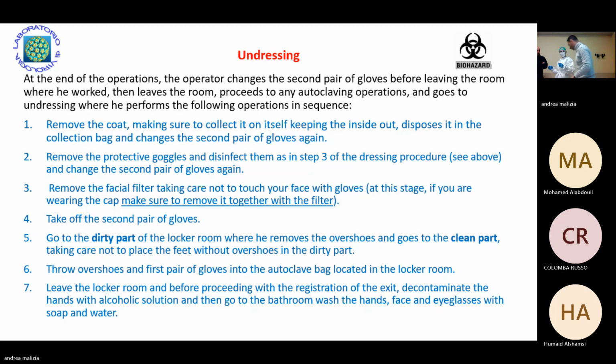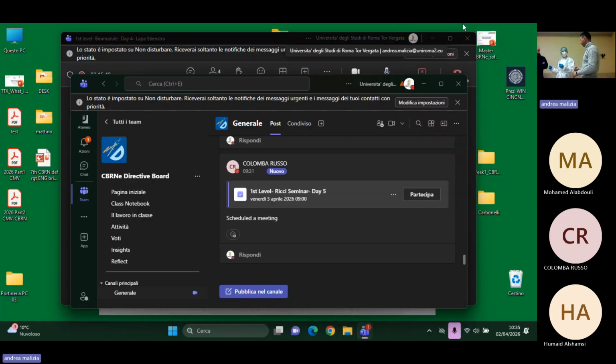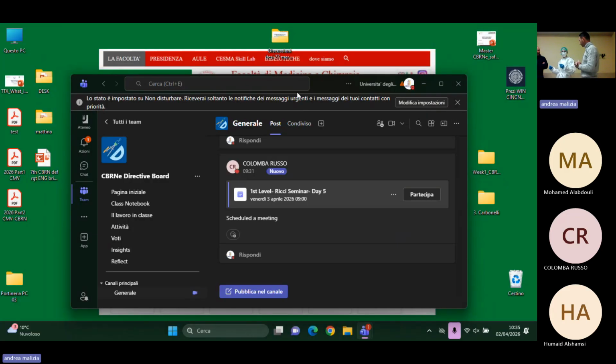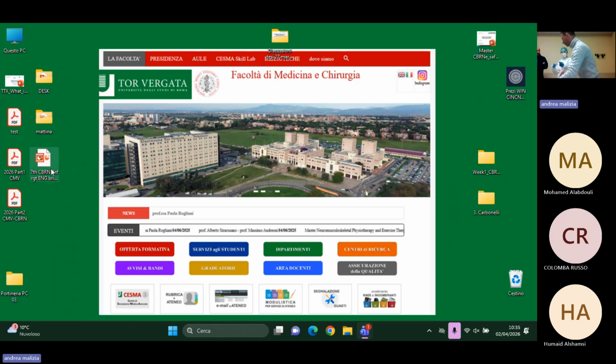Okay. This is a person that can work in BSL3. Okay, no. The last step. No. The second file. Second file, blue.